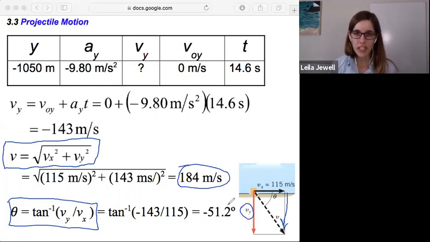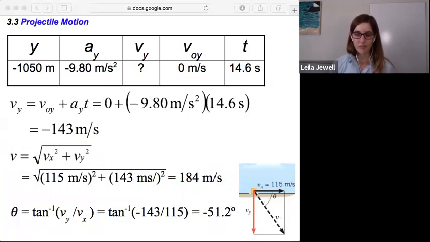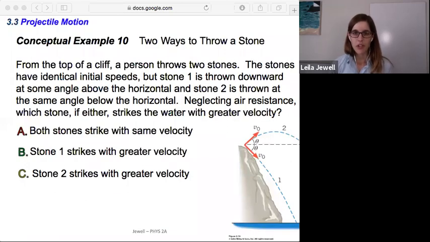What does it mean that the angle is negative? That's telling you that relative to the positive x-axis, it is in the negative direction. So it is going slightly down, which matches our expectation and our understanding. So there we have our final velocity in magnitude and direction. Awesome. Now I want us to look at a conceptual example with 2 ways to throw a stone.